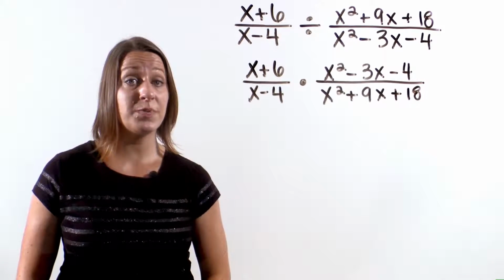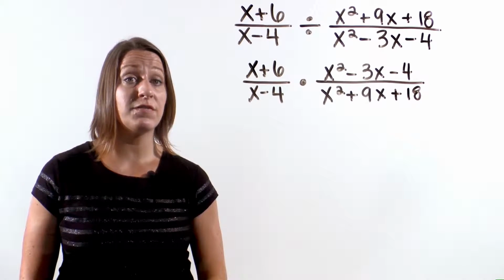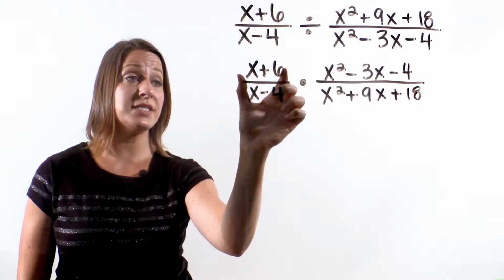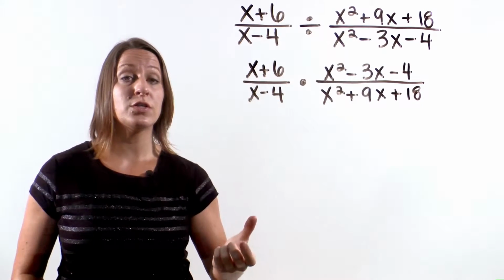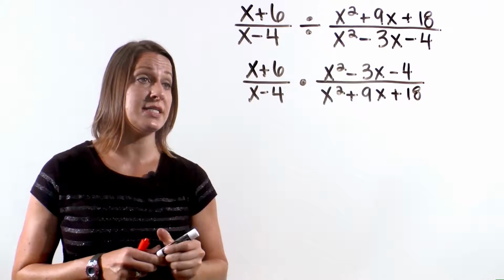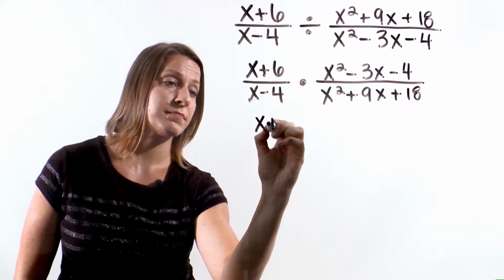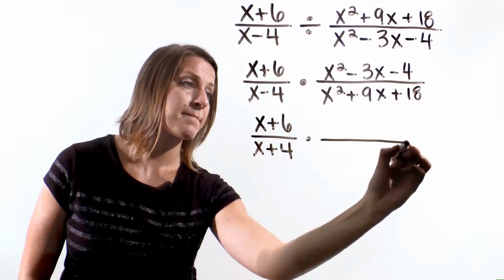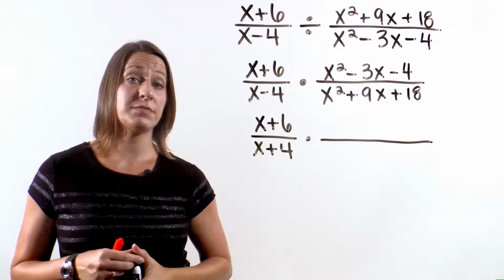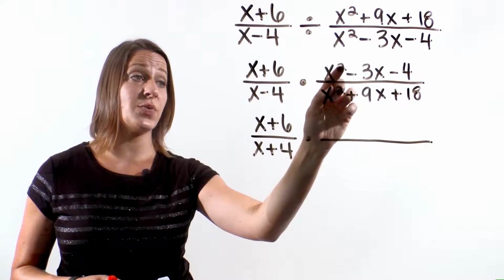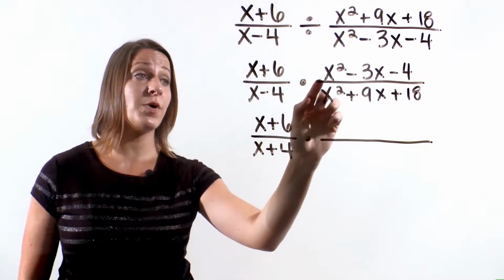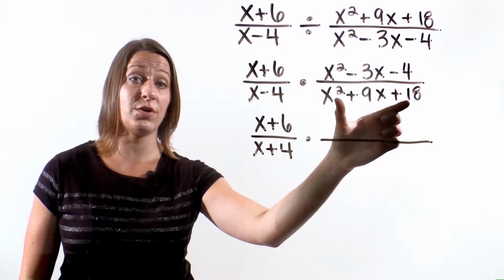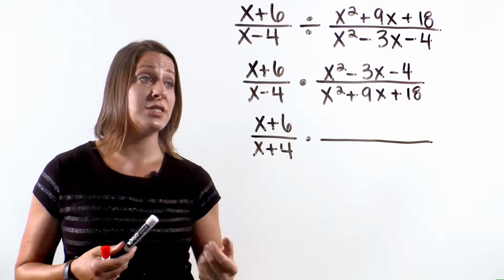Okay, before we multiply straight across, we need to first see if there's any way we could factor some of these parts of the problem. The x plus 6 and the x minus 4, there's really nothing we can factor, so that part's going to stay the same. But let's take a look at these trinomials. Remember, we can't cancel the x squared with this x squared because it's part of a trinomial. So unless it's the same trinomial over the same trinomial, there's nothing we can do until we factor this problem.